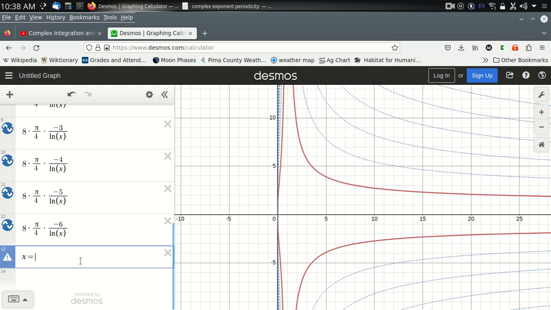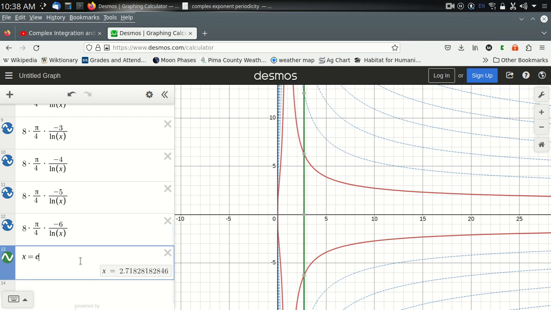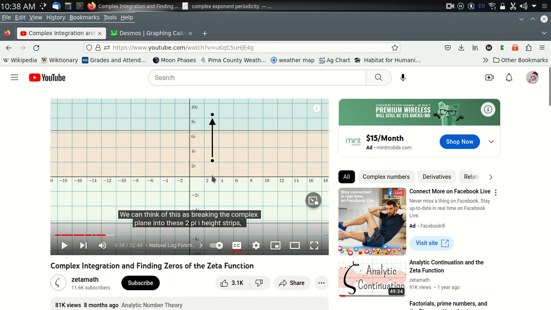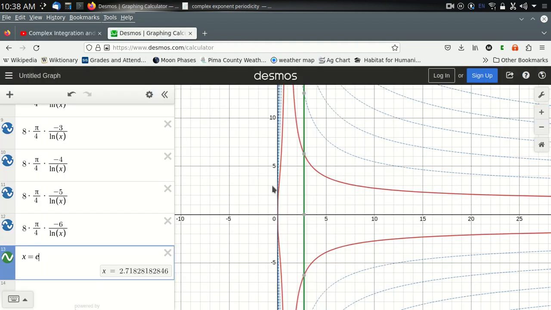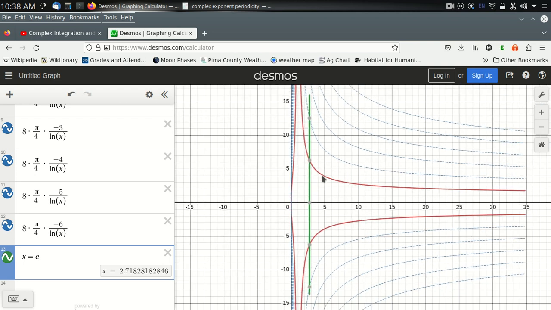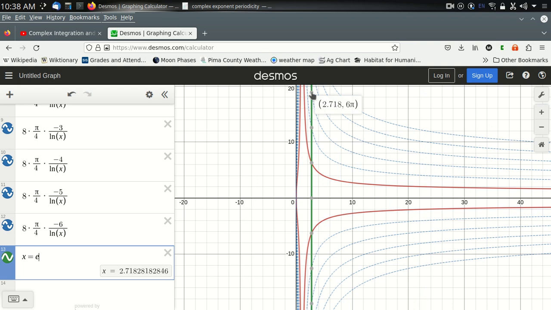Let me drop in e. Okay? So here, just like he's saying, this is your period, 2 pi right here. So it's going to be hitting the origin. There's the origin. e and 0, e and 2 pi, e and 4 pi. Right? And I only did like 6 of these, so 6 pi, negative 2 pi, negative 4 pi, negative 6 pi, right?